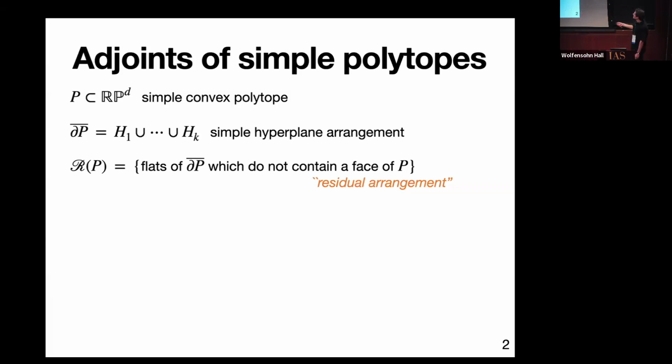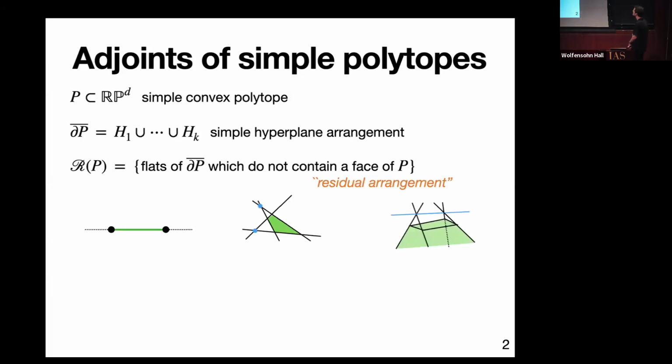The notation here: partial P means Euclidean boundary, and the bar means Zariski closure. So I just take the union of all facet hyperplanes. R of P denotes the residual arrangement. This consists of all the flats of this hyperplane arrangement which do not contain a face of P. So in the intersection poset of my hyperplanes, I look at all the linear spaces that do not contain a face.